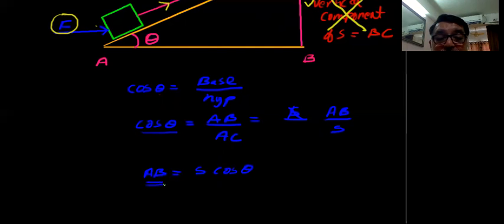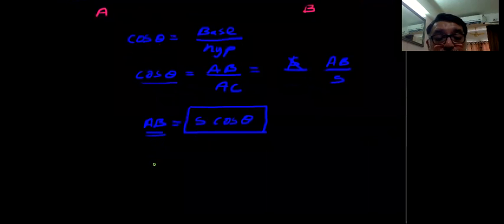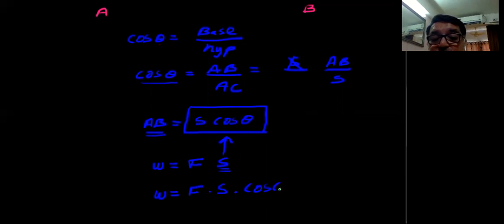Now remember, AB is the horizontal component of our displacement. So instead of S, we can use the horizontal component of S. So from our formula, W equals F into S. Now remember, displacement was not same. So we found the horizontal component of displacement, which is S cos theta. So now substituting the value of S, we get W equals F multiplied by S multiplied by cos theta. So we have our second formula.